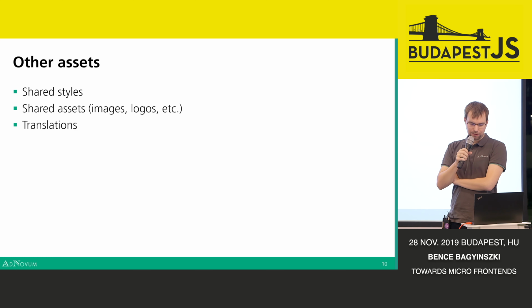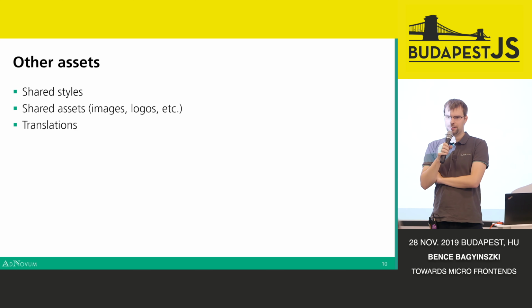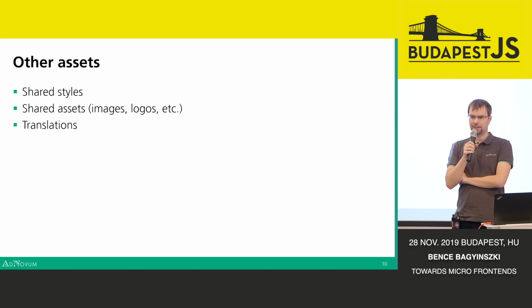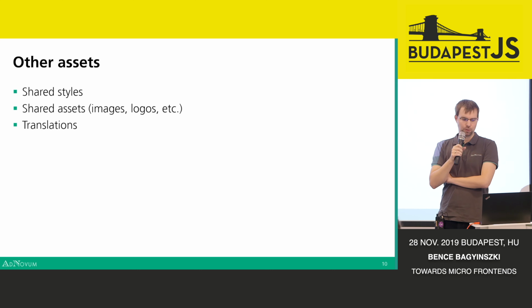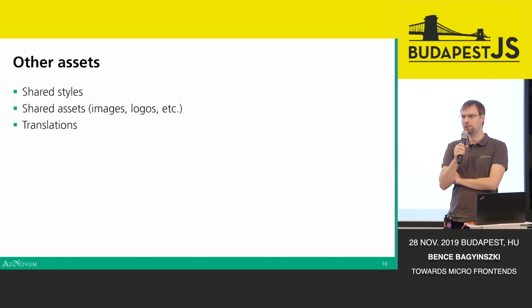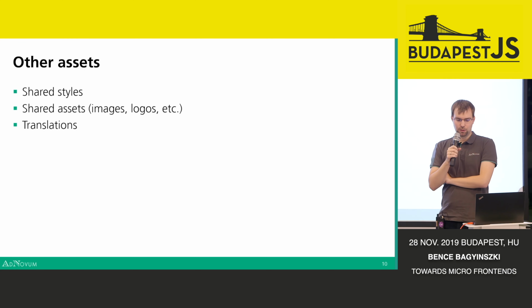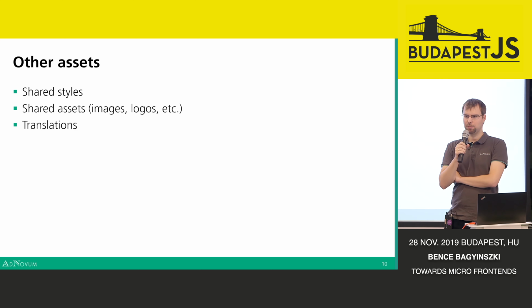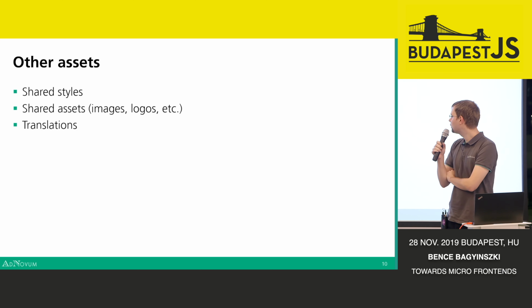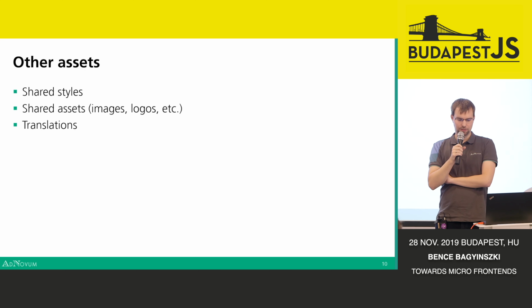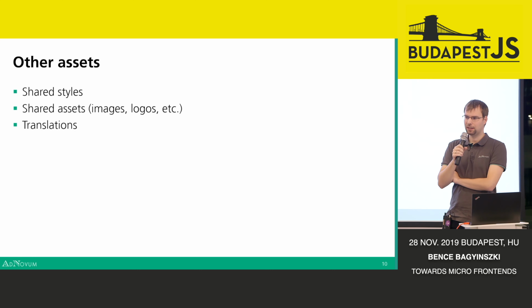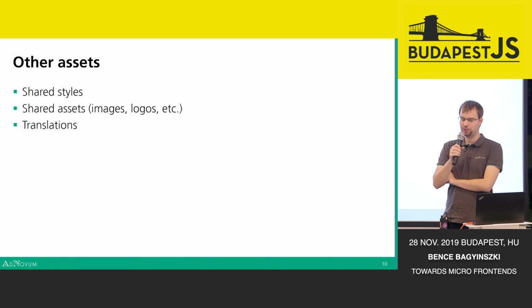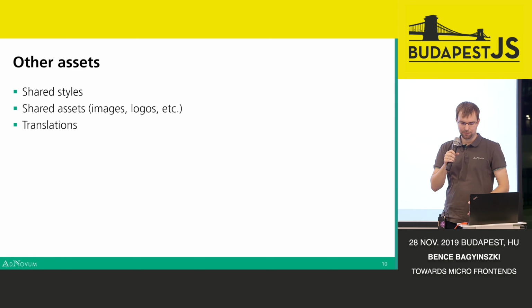There are also other assets like shared styles and images, logos, that you had to ensure are available for all of these applications. So what we did is that we moved them to the common package, and we simply copied them over to the applications. It can be easily done and configured in the Angular JSON, and basically that's it.